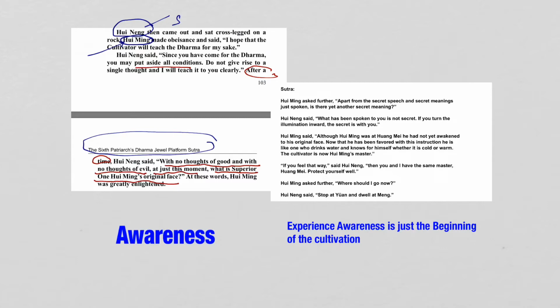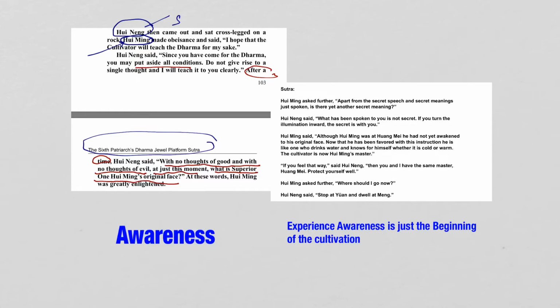When you waited for me just now, you had no thought of good and no thought of bad or evil. At that moment, that is your original face. So what is that? If you wait like that, what is that? Your awareness. Because Hui Ming is sitting there, not giving rise to a thought, and because the Sixth Patriarch is waiting, he is there with his awareness all the time.